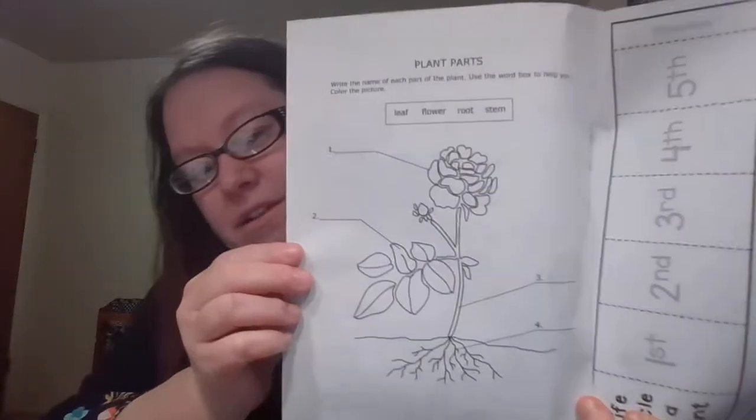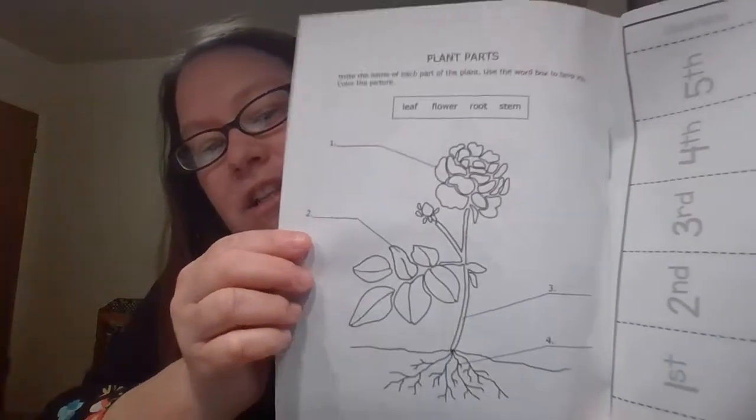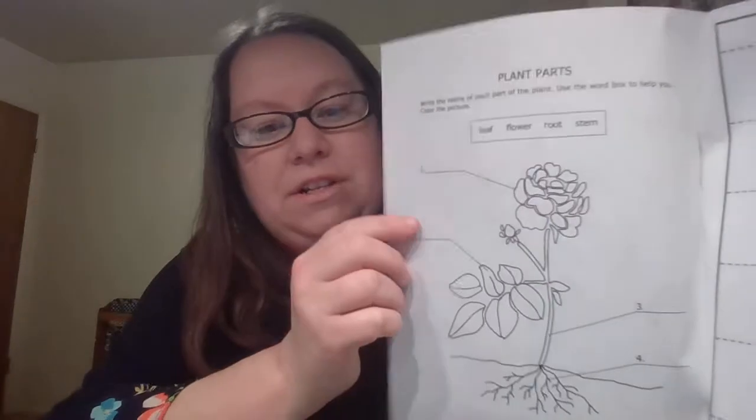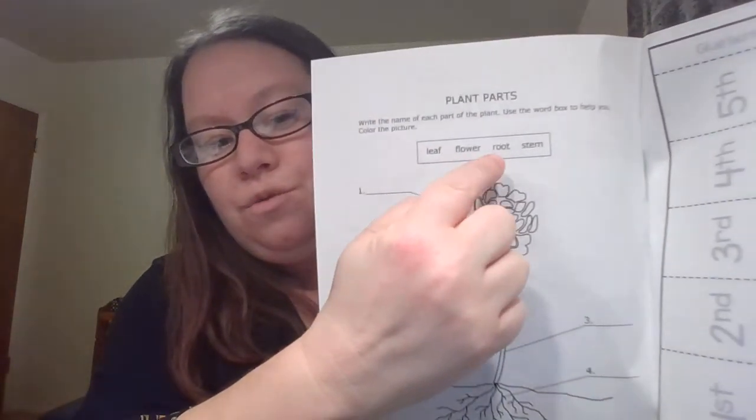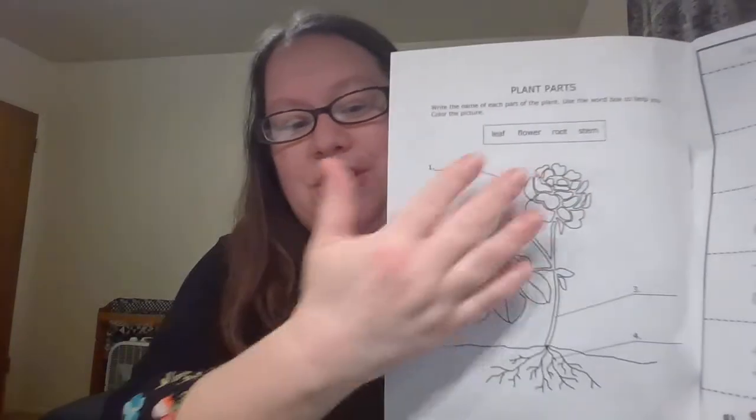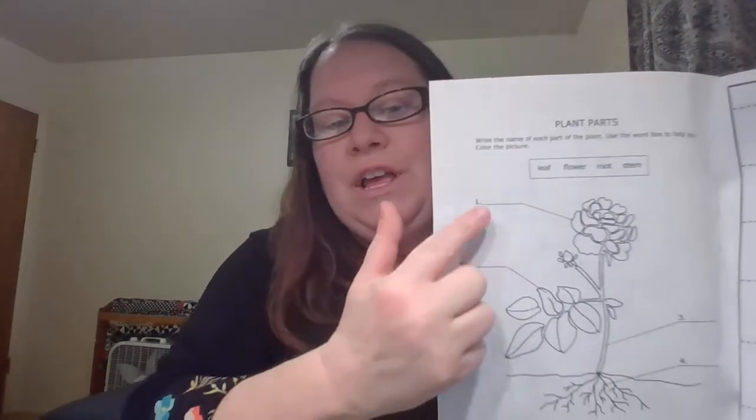So in your packet, you have a sheet that Miss Phoebe found for you that has the parts on it. Can you see that? And you're going to label them. So you're going to label leaf, flower, root, stem, and then you can color it beautiful. You'll write the words on the line. Now, you don't have your packet yet, and that's okay. Whenever you get your packet sometime this week, you can work on your plant sheets that are in there.